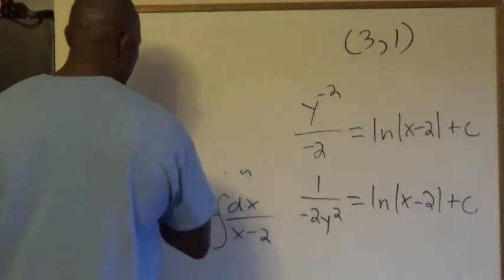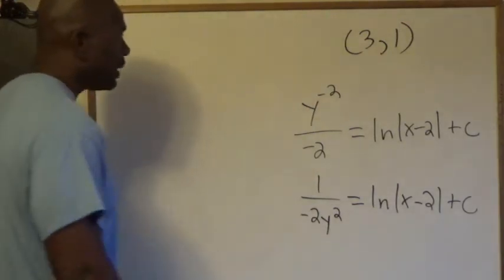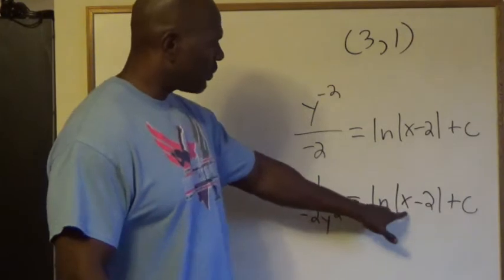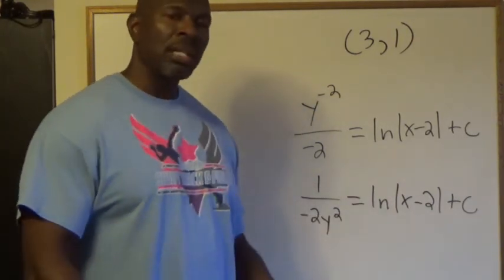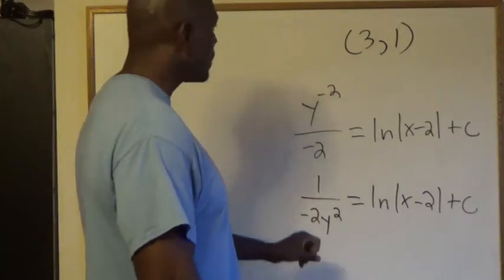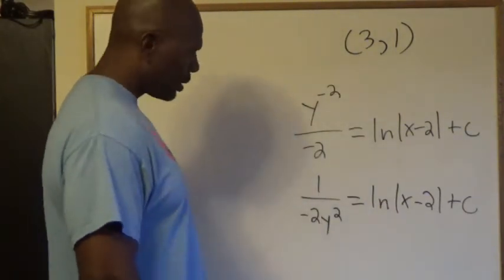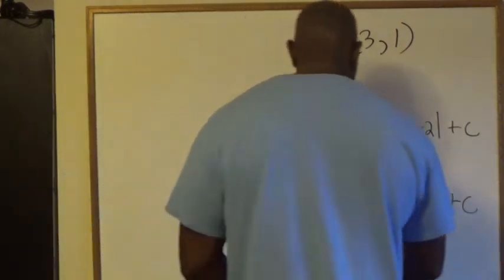Now let's see what happens here. I can't wait. The suspense is killing me. So let's see, I'm going to plug in 3 for x. So I plug in 3 for x here. That's ln|3 - 2|, that's ln 1. ln 1 is 0. So that becomes 0. I'm going to plug in 1 for y. And 1 squared is just 1. 1 times negative 2 is just negative 2. So c is going to be negative 1/2.